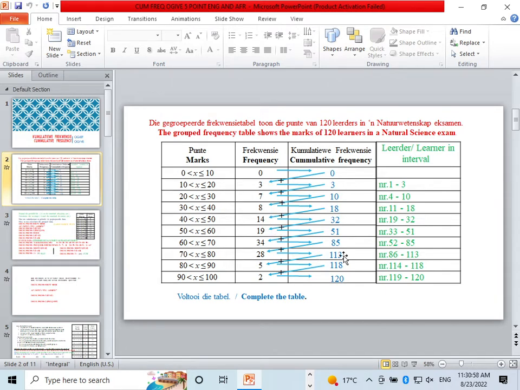If I want to know where this 113 comes from, it's 28 plus 85. Or it's 28 plus 34 plus 19 plus 14 plus 8 plus 7 plus 3 plus 0. That's what these arrows are doing. So you take the previous cumulative frequency, you add the new frequency, you get the new cumulative frequency. Do you understand that? Is it hard?